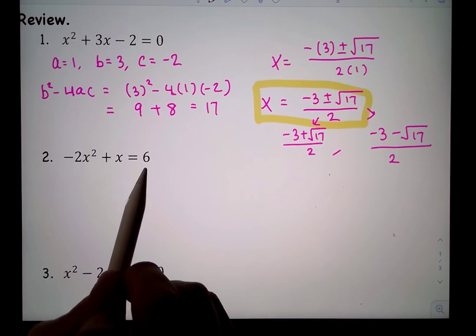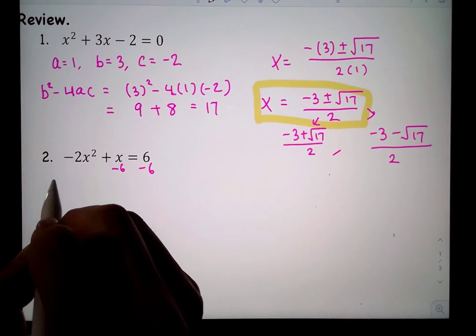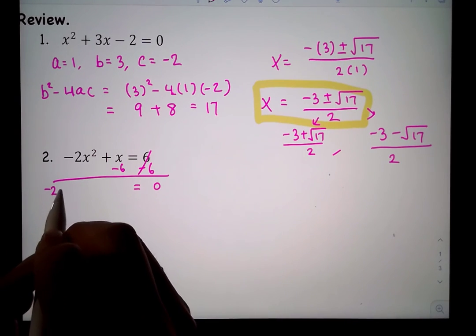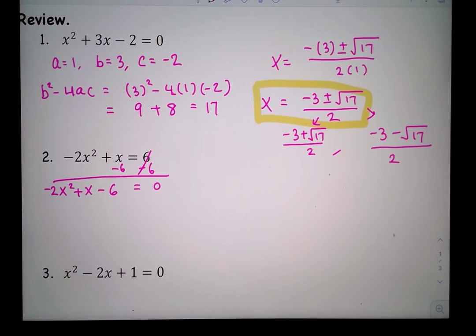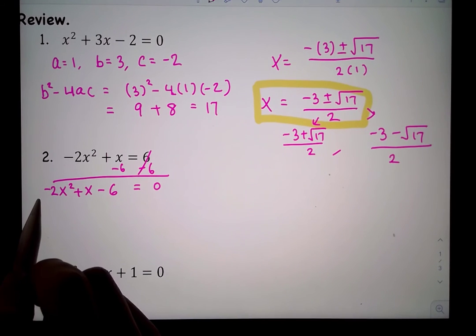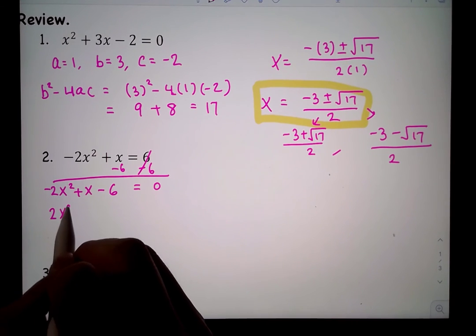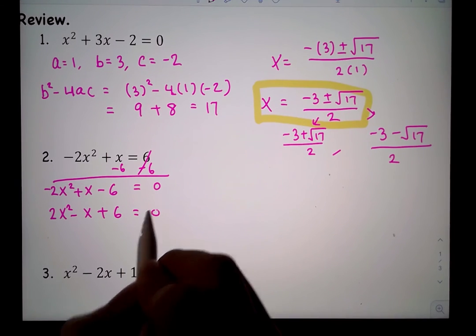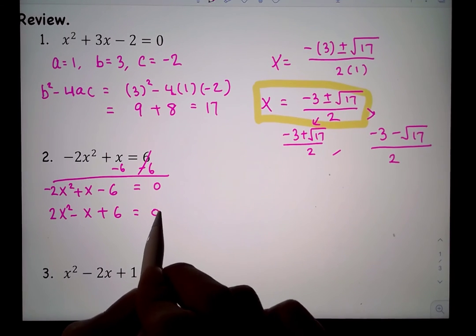Let's move on to number 2. Do you see that it's not 0 here? That's 6, so we need to make it 0 first. I'm going to do minus 6 on both sides. You cancel this and get 0 on the right side, and negative 2x squared plus x minus 6. Then I told you, if your a is negative, we change it to positive. So 2x squared minus x plus 6, because you're just changing all the signs. On the other side you just have 0, since positive 0 and negative 0 are the same thing.